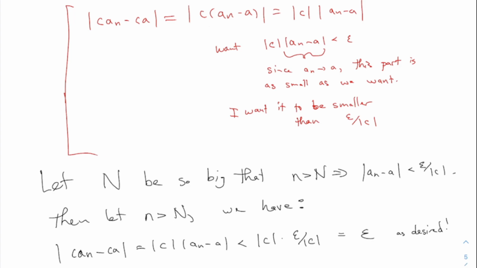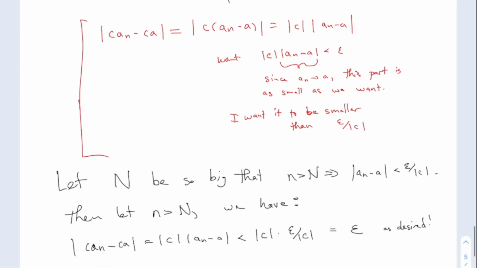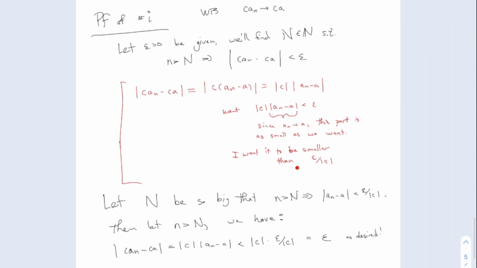Right? So it is a similar type of proof. It's just a little different in this part here, I guess. Any questions about that?